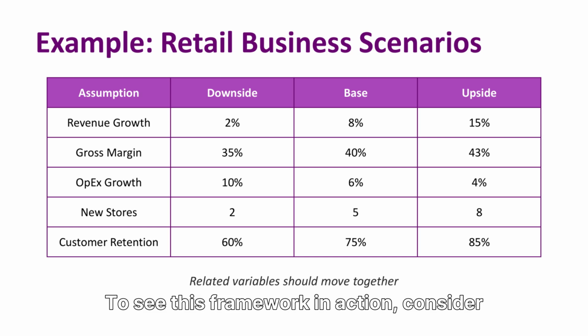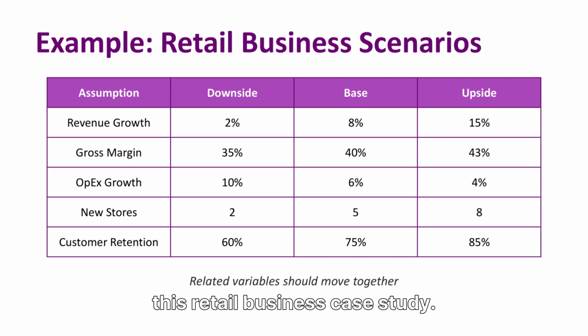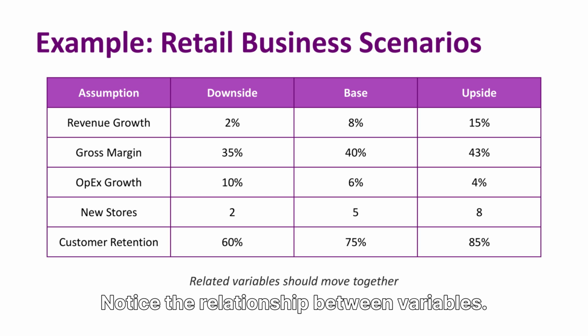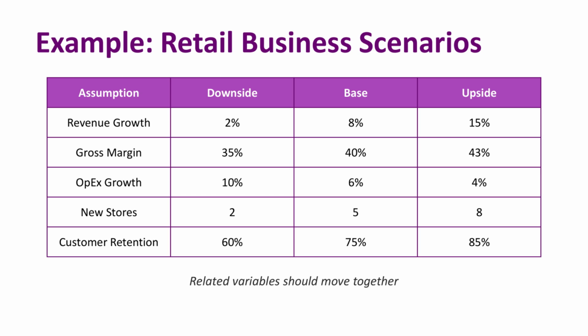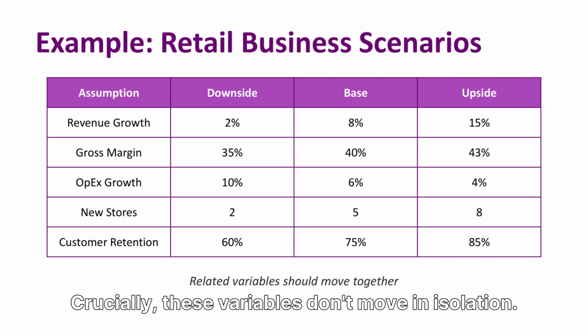To see this framework in action, consider this retail business case study. Notice the relationship between variables. In our base case, we expect 8% growth. If we move to an upside, we anticipate 15%. But if we move to a downside, growth drops to 2%. Crucially, these variables don't move in isolation.